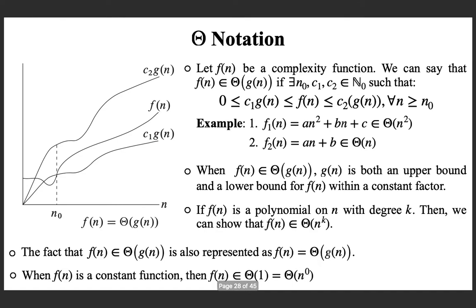And when f of n is a constant function, like suppose it is a straight line like this, then you can say that it is in the order of 1 under theta notation. And why is it 1? Because it is n to the power 0. If it is a constant, then it is n to the power 0, and that is why you say that it is in the order of 1. That is a constant time. 1 doesn't mean 1 millisecond or 1 unit of time. It means that it is a constant, maybe 1 hour or 1 year, that doesn't matter.